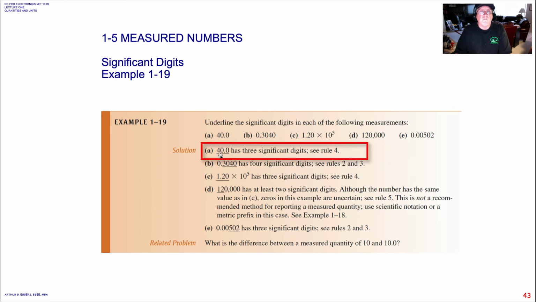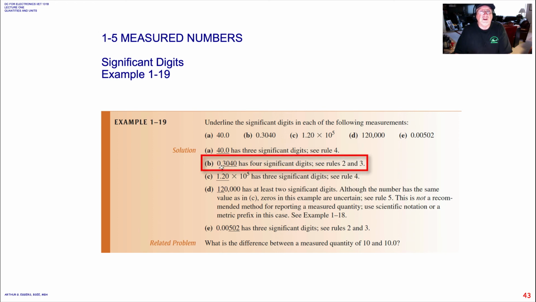So 40.1 has 3 significant digits according to Rule 4. 0.3040 has 4 significant digits according to Rules 2 and 3. 1.20 times 10 to the fifth has 3 significant digits according to Rule 4.